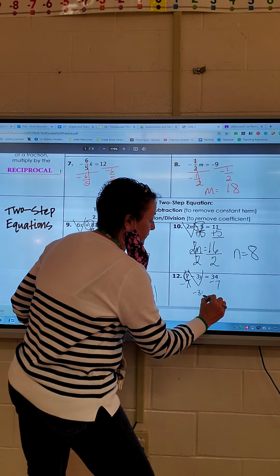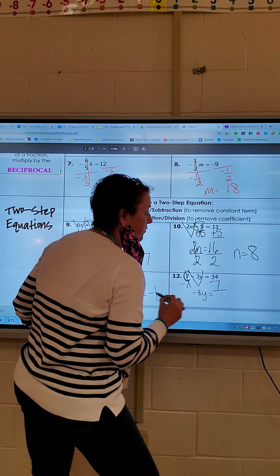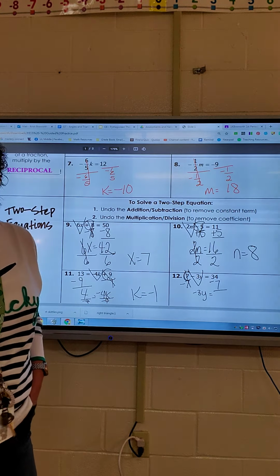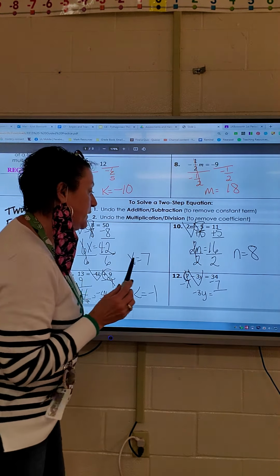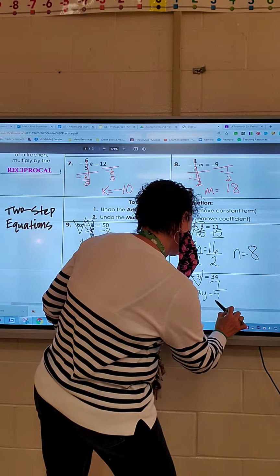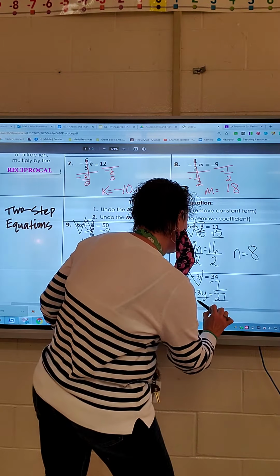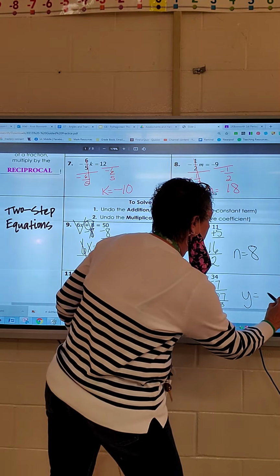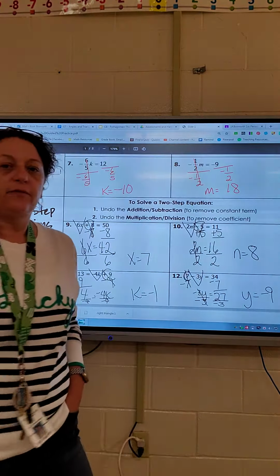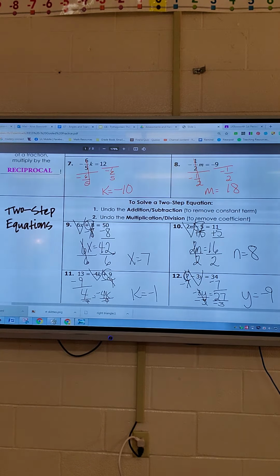That gives me negative 3y is equal to 34 minus 7 is 27. Divide both sides by negative 3. And y equals a negative 9. Check my math. Check it on your calculator. Make sure I didn't make a careless mistake. Questions?